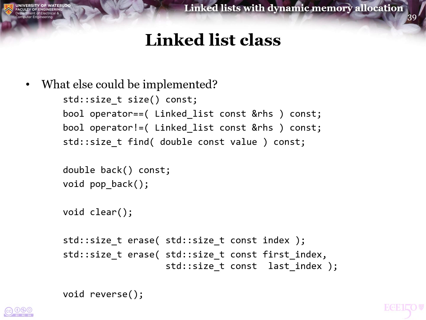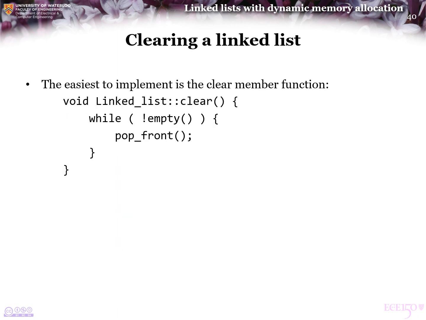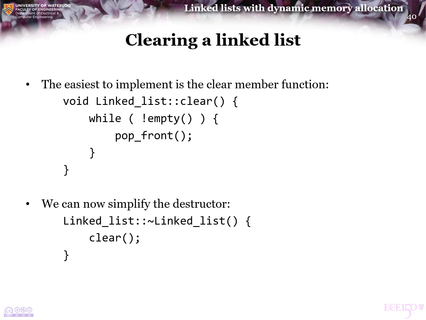Finally, you could just implement a more whimsical function like reverse that simply reverses the order of the nodes in the linked list. Now, the easiest of these functions to implement is the clear member function, which does exactly what we currently have the destructor doing. And once this loop finishes, the pointer to list head will be assigned the null pointer. In fact, once we've implemented this function, we can even further simplify the destructor by simply having the destructor call clear.